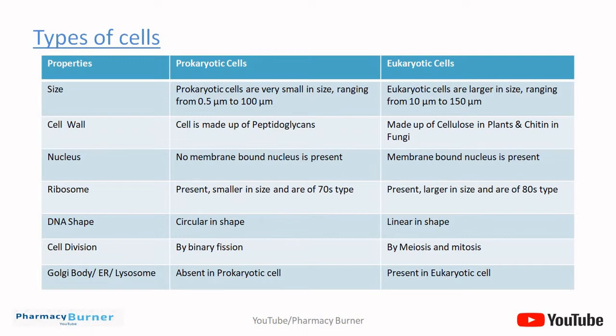Next is cell division. Prokaryotic cells follow binary fission in the process of cell division, while in eukaryotic cells, the meiosis and mitosis processes are followed for the division of the cells. In prokaryotic cells, Golgi body, endoplasmic reticulum, and lysosome are absent, while in eukaryotic cells, all of these are present.